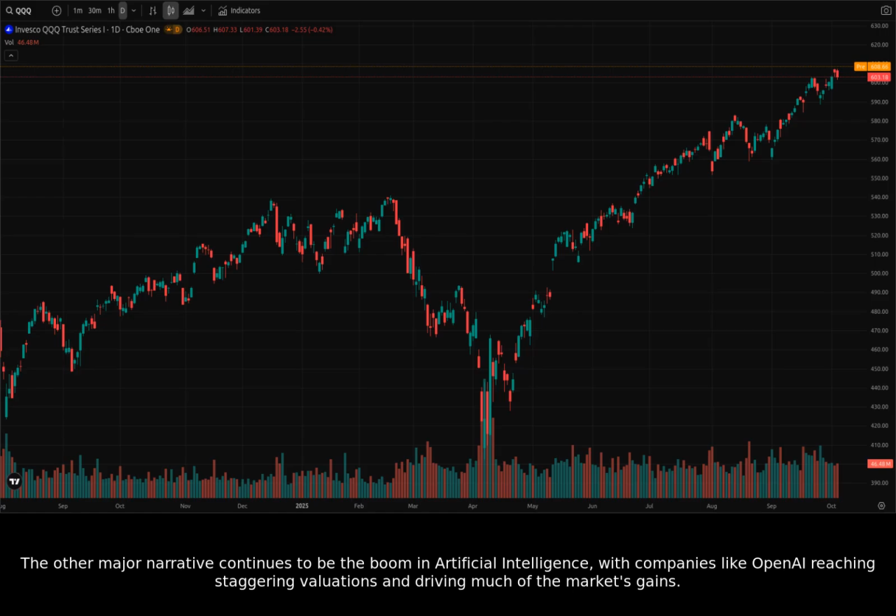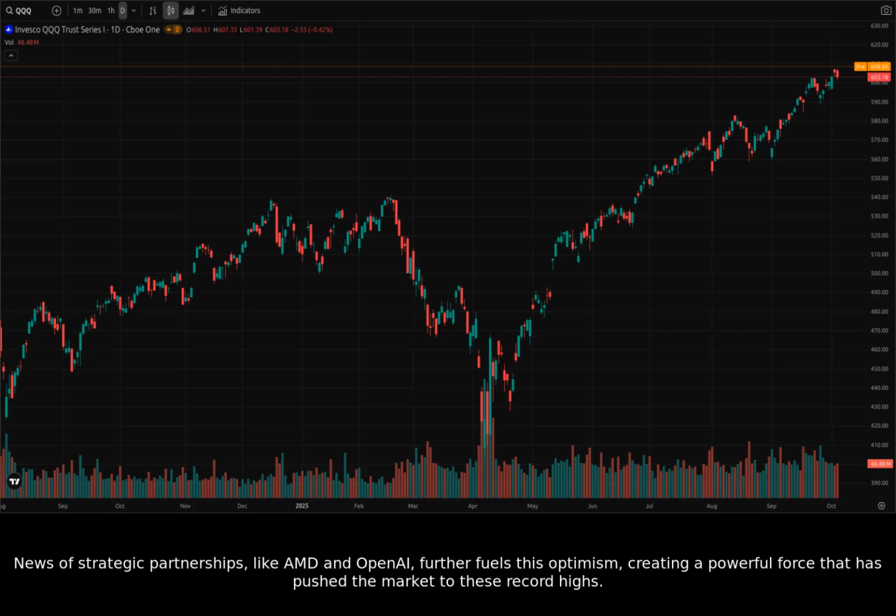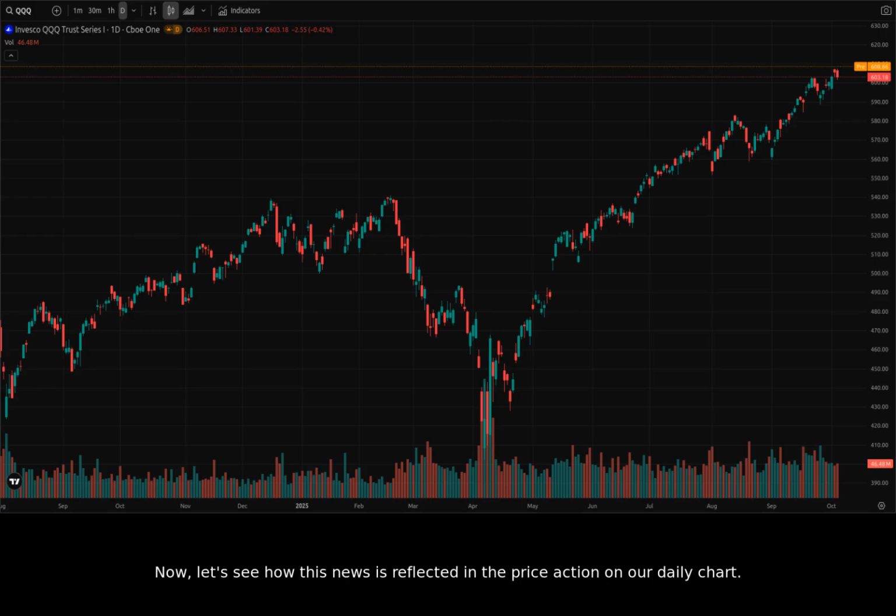The other major narrative continues to be the boom in artificial intelligence, with companies like OpenAI reaching staggering valuations and driving much of the market's gains. News of strategic partnerships like AMD and OpenAI further fuels this optimism, creating a powerful force that has pushed the market to these record highs. Now, let's see how this news is reflected in the price action on our daily chart.